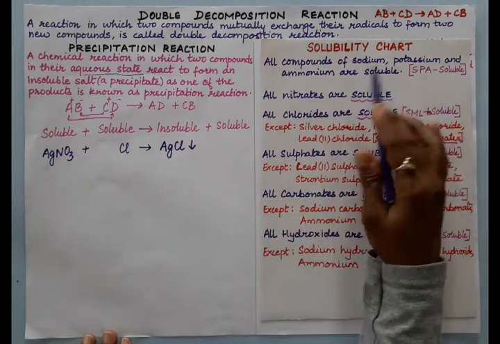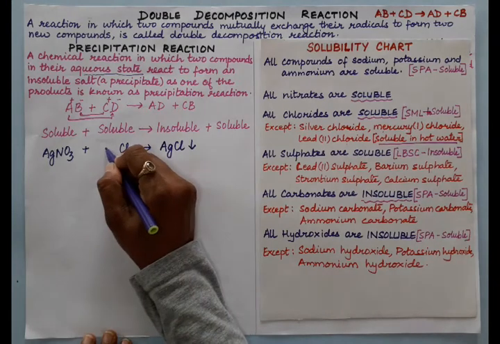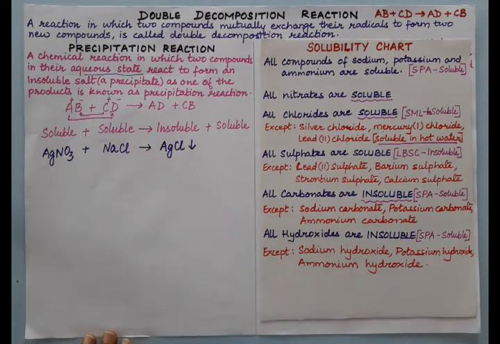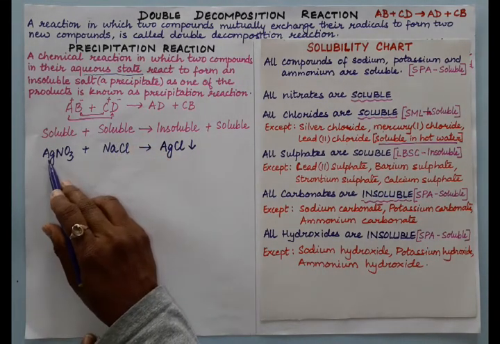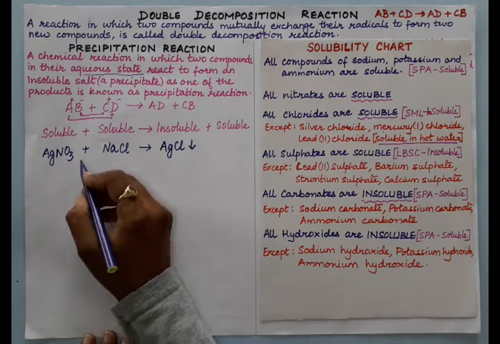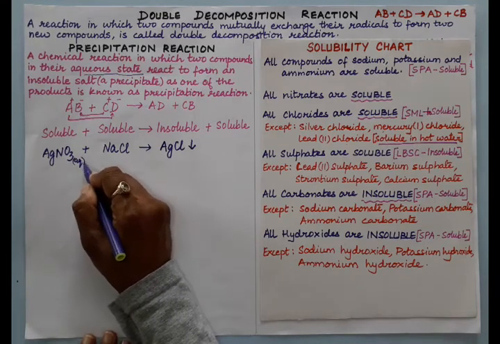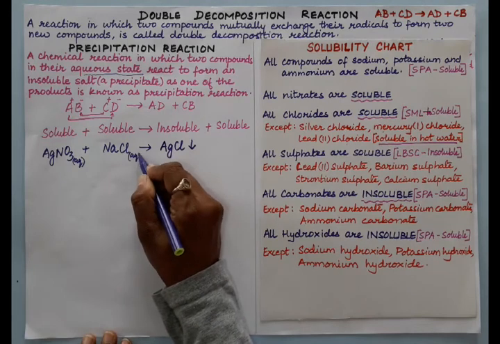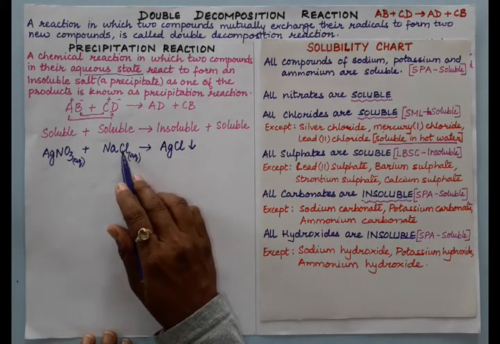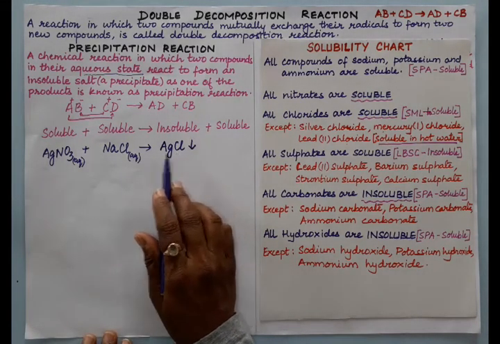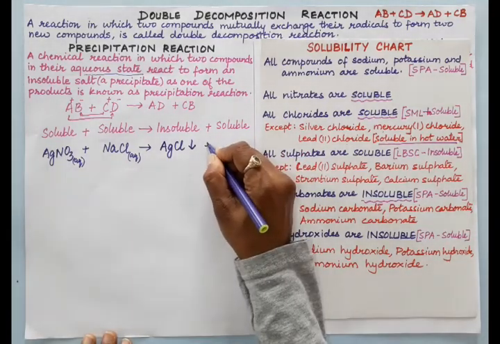All compounds of sodium, potassium, ammonium are soluble. You can take any sodium, potassium or ammonium chloride. So when these two exchange their radicals in their aqueous state, all these are in aqueous, soluble form, they have free ions. So Ag combines with Cl, one of the insoluble products, and sodium nitrate we are getting.